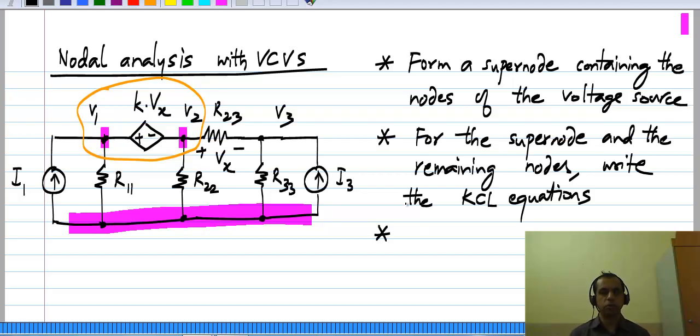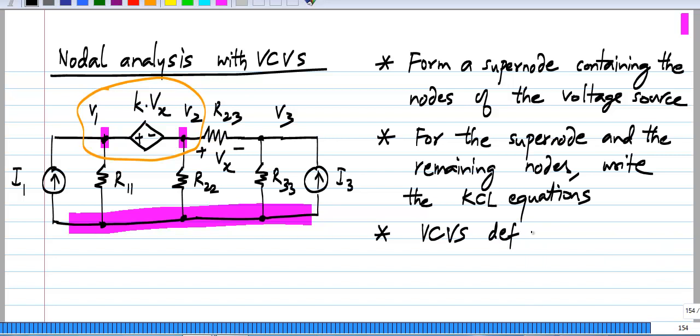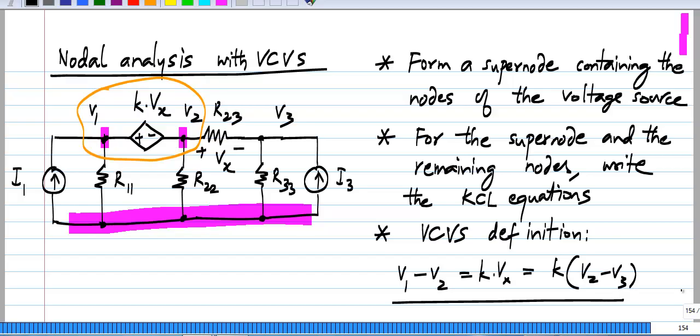By combining two nodes into a super node, we have lost one equation, but we can get an equation from the definition of the voltage controlled voltage source. The controlled voltage source is connected between V1 and V2. It is defining V1 minus V2. So it says V1 minus V2 equals K times Vx, which itself is an unknown. So you have to write this as K times (V2 minus V3), following the definition of Vx.